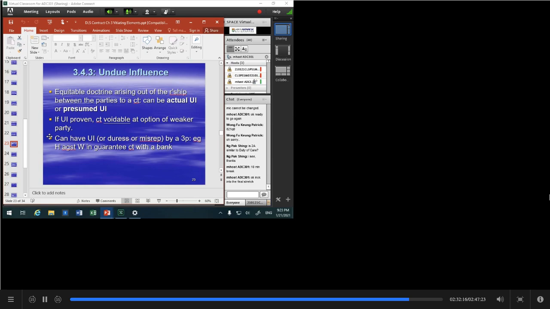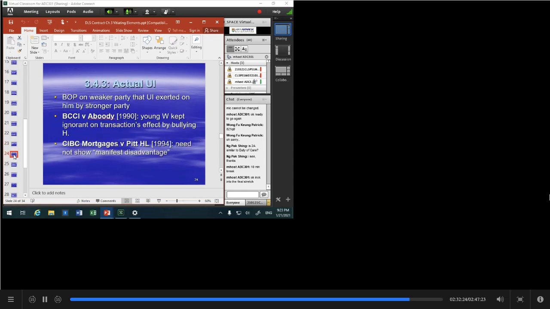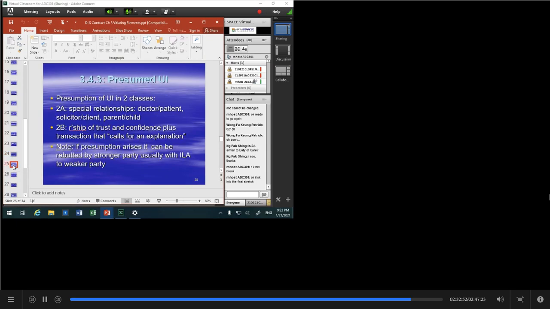Okay, but the more important type is presumed undue influence. Make sure you know the different classes. Class 2A, if you have a Class 2A relationship, the presumption automatically arises. Class 2B, the presumption arises if the weaker party can establish those two elements: a relationship of trust and confidence, plus a transaction that calls for an explanation. But if that's the case, then the presumption arises, but it can be rebutted by the stronger party, proving usually that the weaker party has been given independent legal advice.